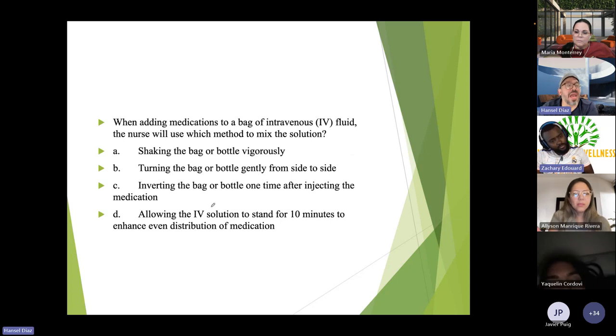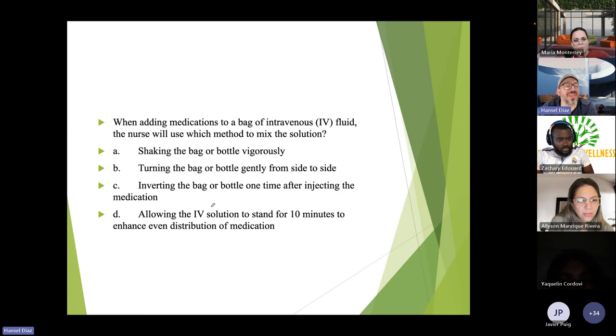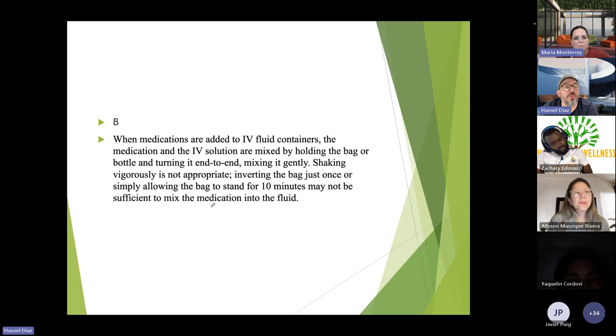When adding medication to a bag of intravenous fluid, the nurse will use which method to mix the medication? We didn't speak about this, by the way. It's B. You turn the bag gently end to end. You don't shake it. Some medications don't like to be mixed vigorously, or they get full of air. When medications are added to IV fluid containers, the medication and the IV solution are mixed by holding the bag and turning it end to end, mixing it gently. Shaking vigorously is not appropriate. Inverting the bag just once or simply allowing the bag to stand for 10 minutes might not be sufficient.